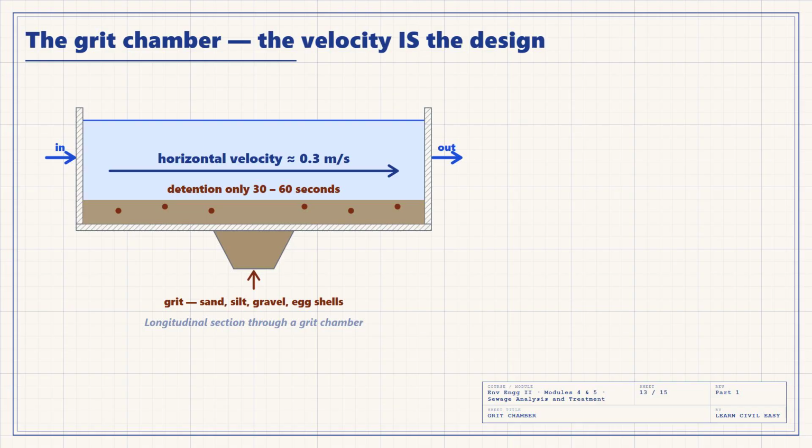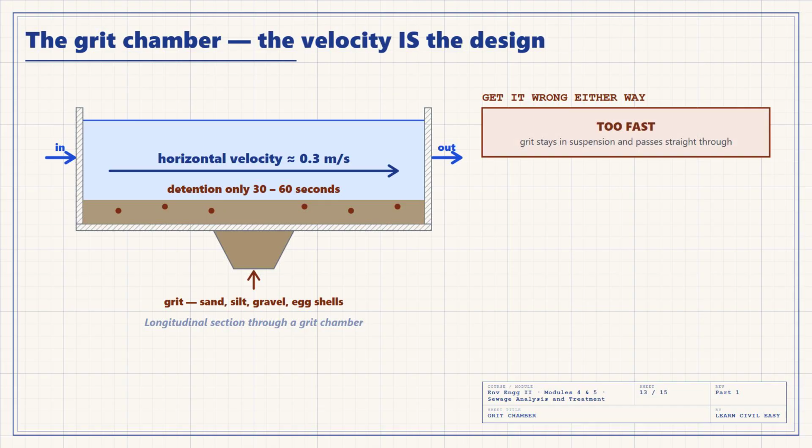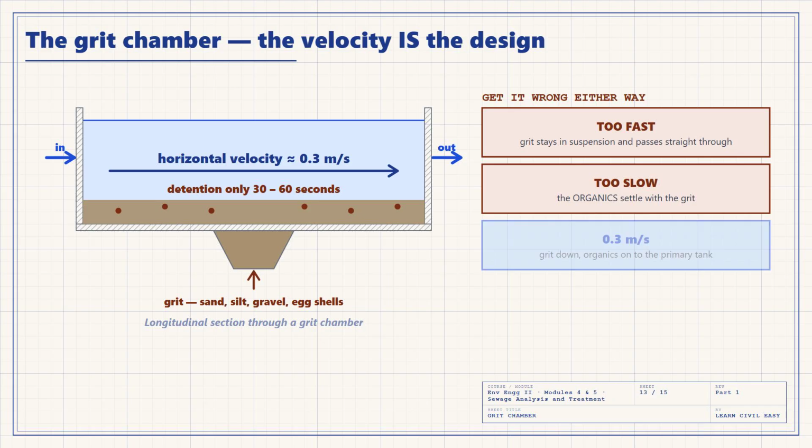Now, this is the whole answer to any question on grit chambers. The velocity is the design. It is held at about 0.3 meters per second. Go faster and the grit stays in suspension and passes straight through. So the chamber has achieved nothing. Go slower and the organic matter settles along with the grit. And that is actually worse than doing nothing, because the organics are wanted downstream where they can be treated. And here they will simply rot in the grit heap. Detention time is only 30 to 60 seconds. That is all a sand grain needs.